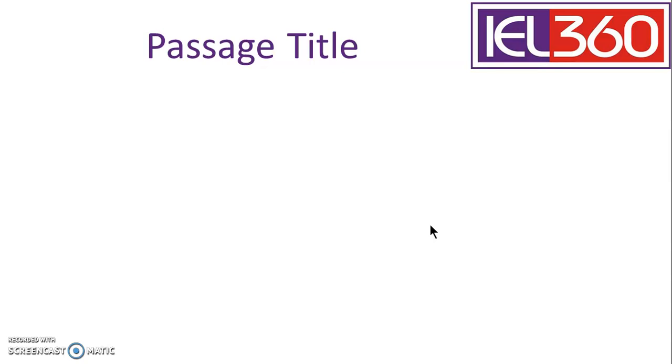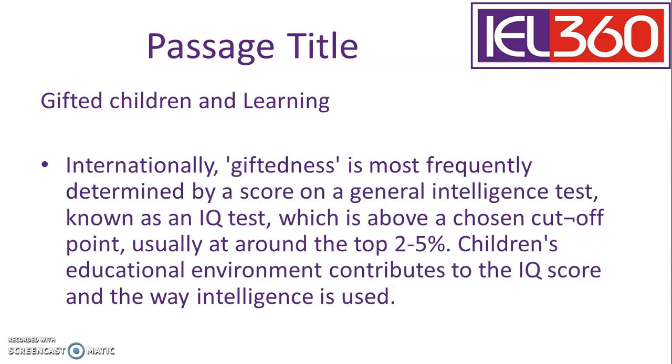The first thing you should do when looking at a passage is figure out what it's about. And for that, we should start by looking at the title. The title here is clear, but it's without a subtitle. So what does gifted children mean? If we don't know, it will probably be mentioned in the first paragraph, which I've placed down below.